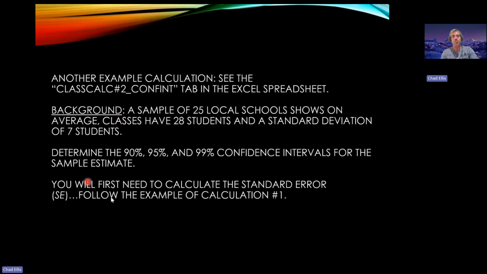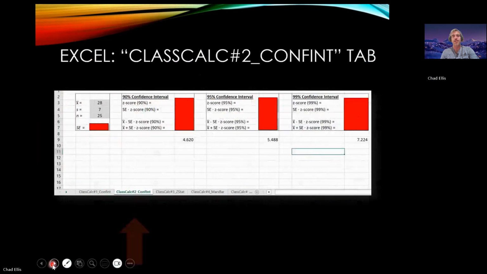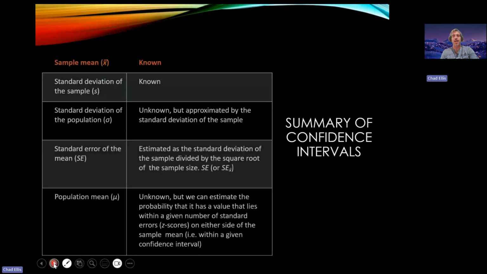So you're going to follow the same procedure as we just went through with the rock example, just for a different scenario. You can look at this in the Excel spreadsheet. This is class calculation number 2, confidence interval. There you input your data: your sample mean, sample standard deviation, and sample size. From that, you calculate your standard error, determine your corresponding z-score for the 90% confidence interval, multiply it by the standard error, and add and subtract that to your sample mean. So I'll let you try that one for yourselves.